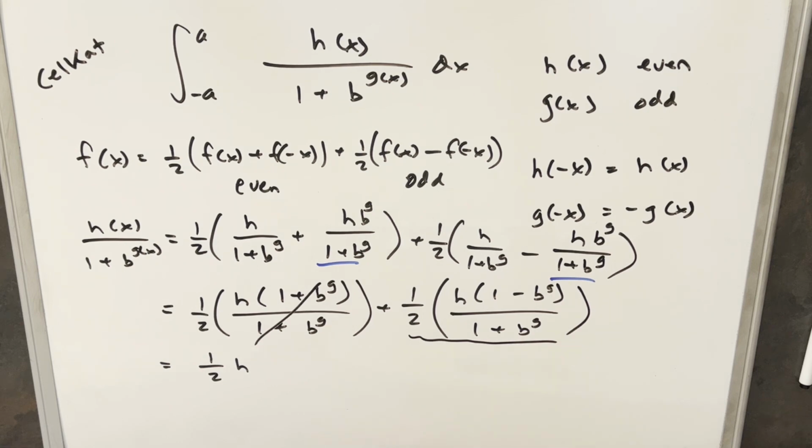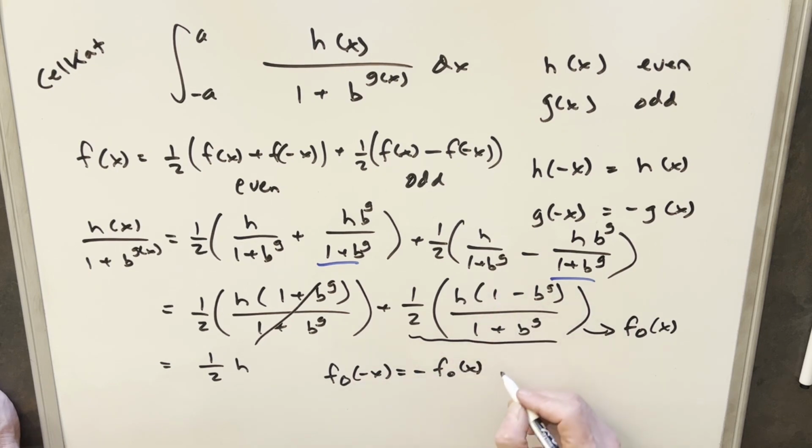How do we show that this is odd? Well, for our odd function, what I'm going to label this, we'll call it f_o of x. So for this to be odd, that means that our f_o of minus x needs to be minus f_o of x. Well, let's see what happens when we plug a minus x in for everything.